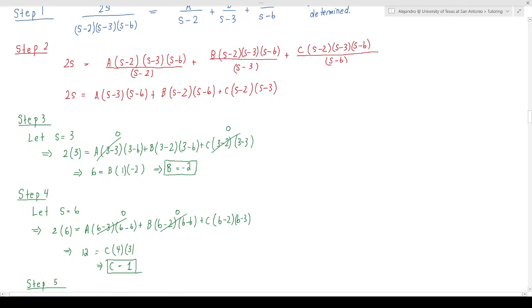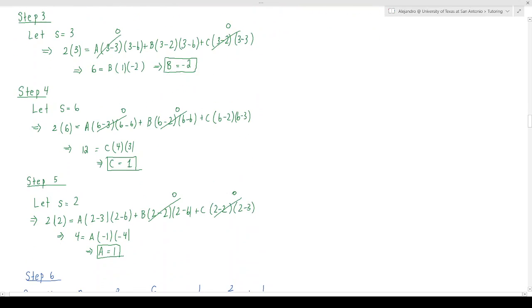In step 3, we want to find A, B, and C. That's the whole goal of partial fraction expansion. One of the quickest ways to do that is to see if we can cancel out some terms so that we can isolate a single unknown. For example, if we set s equal to 3, we can plug in 3 everywhere we see an s and solve for B, because 3 minus 3 is 0 in this term and 0 here. We have just 6 equals B times 1 times negative 2, so B is negative 2.